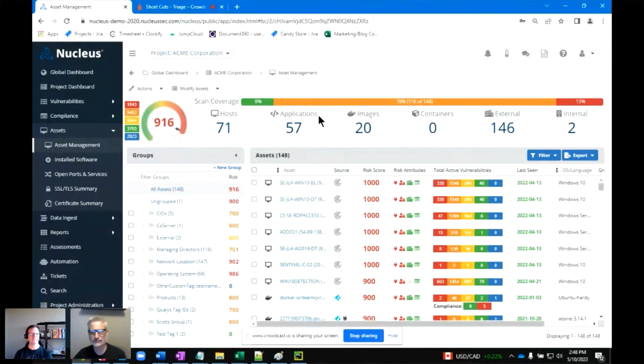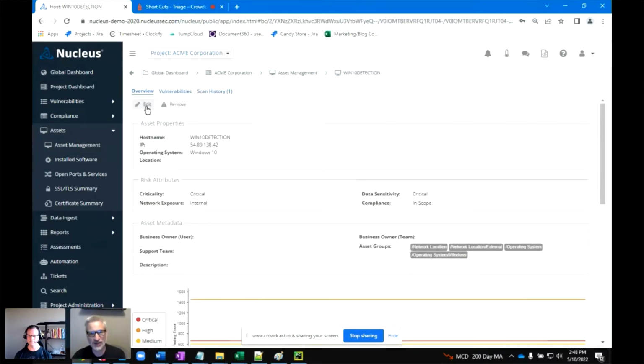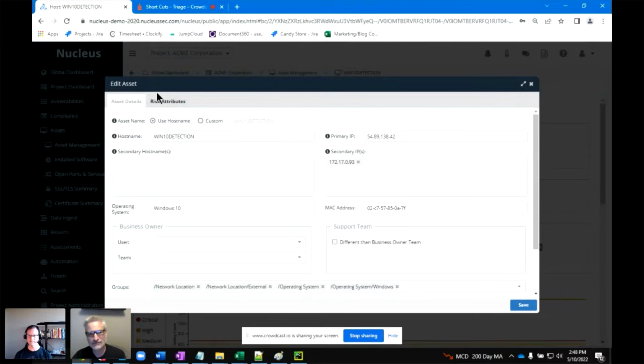I sure can. Perfect. So the first place we want to start is over here in the asset management pane. So I'm going to pull up a couple of systems here. The first one that I'm interested in is a system called Win10 detection. Okay. So this is searchable. That's just one thing to keep in mind here, we have a search bar up here, but this particular system I'm interested in happens to be right there on the first screen. So I'm going to pull that up and I'm going to click edit. I'm going to go to the risk attributes.